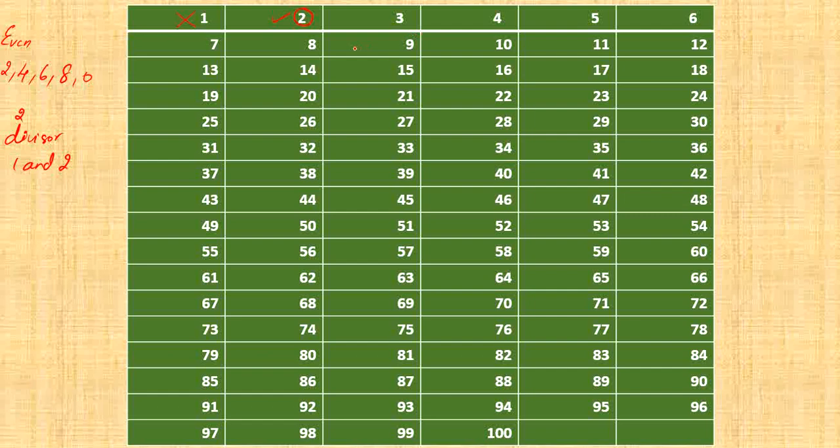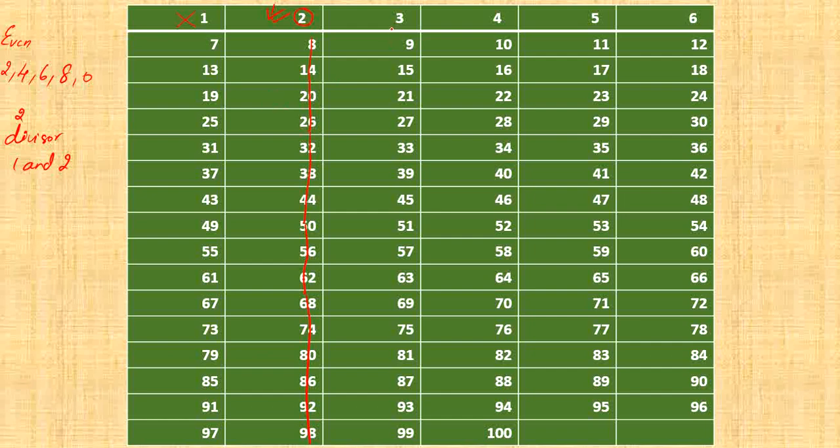So let's identify the column below the number 2. So you can see number 2. The digits ending with 2, 4, 6, 8 and 0 are even numbers. So you can see the numbers here: 8, 4, 0, 26, 32, 44, 50, 56. All these numbers are not prime numbers. In turn, we can say multiples of 2 are not prime numbers.